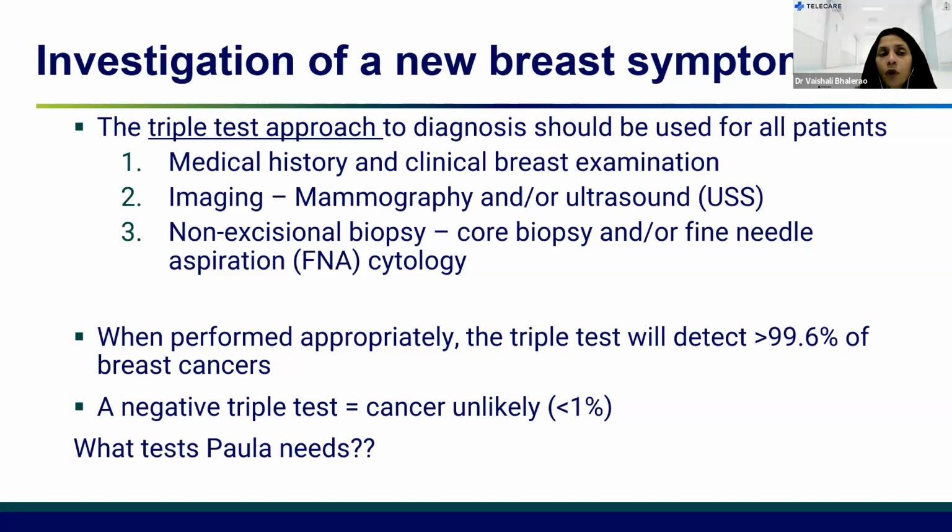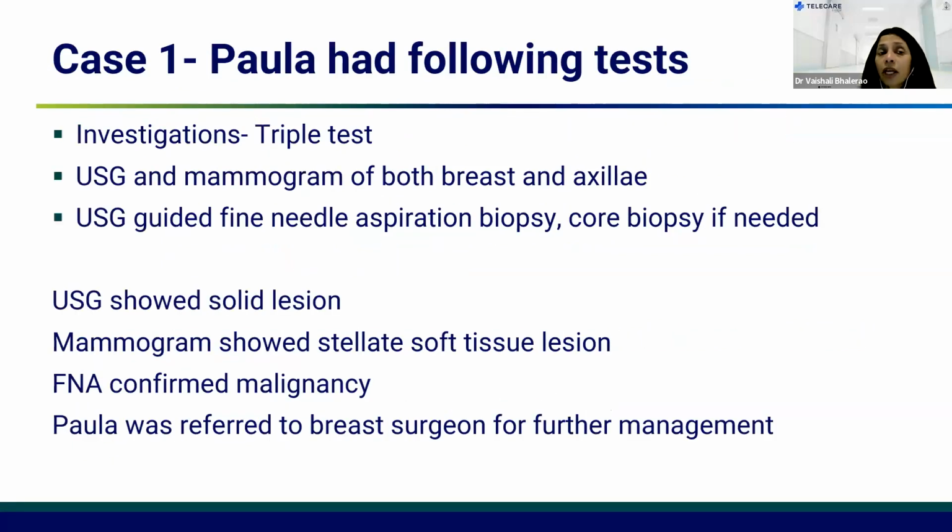So what tests does Paula need? She needs a triple test: ultrasound scan and mammogram for both the breast and axilla, and an ultrasound-guided fine needle aspiration biopsy, or core biopsy if needed. Her ultrasound scan showed a solid lesion and the mammogram showed a stellate soft tissue lesion. FNA confirmed malignancy and Paula was referred to a breast surgeon for further management.